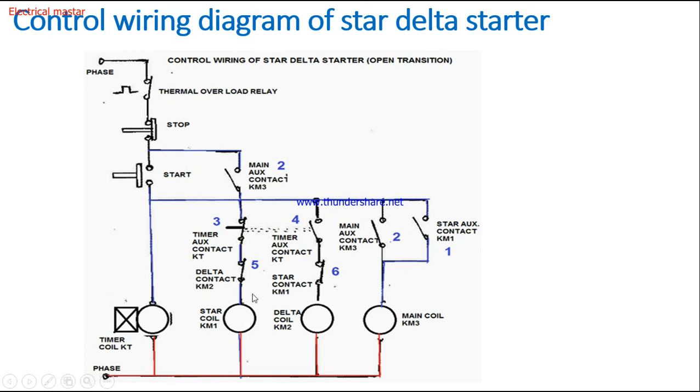So what will happen? Star contactor NO will be closed. Here the parallel supply will be further taken out. It goes to the star contactor NO. So when the star contactor picks up, the star contactor NO will be closed. So supply will be connected here. It is going to the main contactor. So the main contactor now picks up.